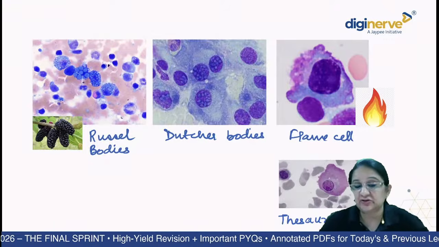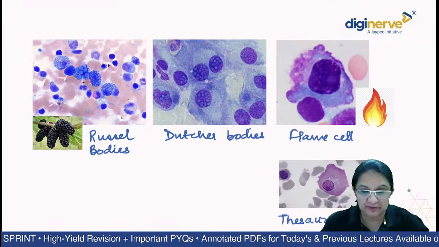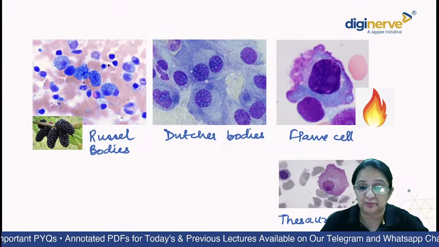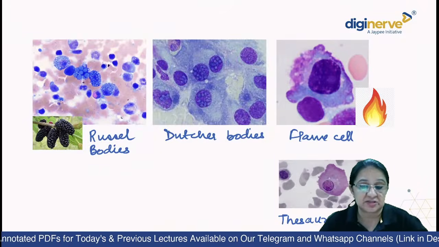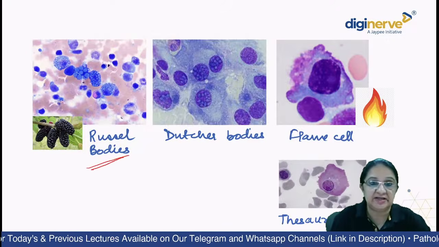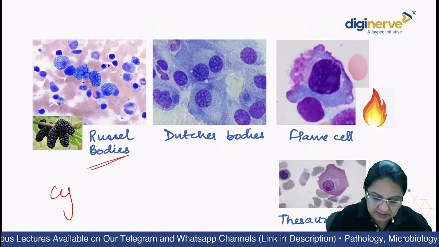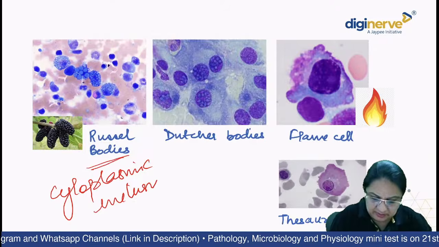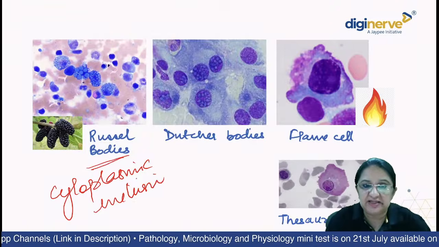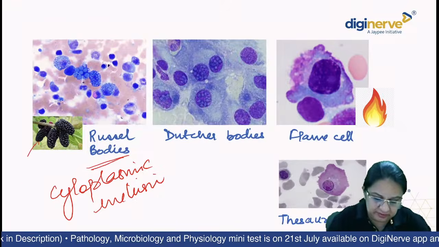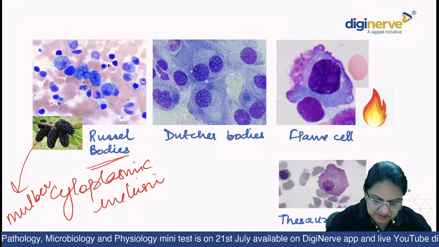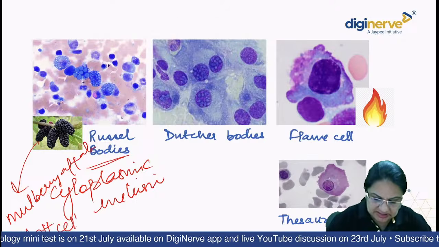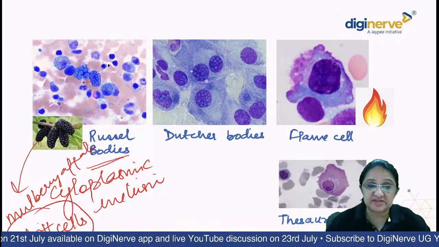Why do plasma cells have inclusion bodies? See, what is the function of plasma cells? To secrete immunoglobulins, right? Because of dysregulated synthesis of immunoglobulins, you get inclusion bodies. So the first inclusion body that we have to study is Russell body. Russell body is a cytoplasmic inclusion. Multiple cytoplasmic inclusions will give you a mulberry appearance, also known as Mott cells, right? Russell body, remember it's a cytoplasmic inclusion.